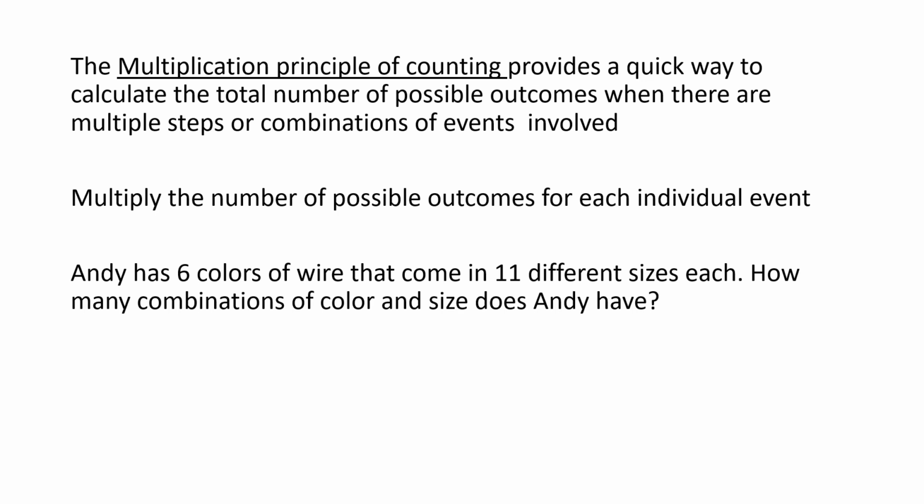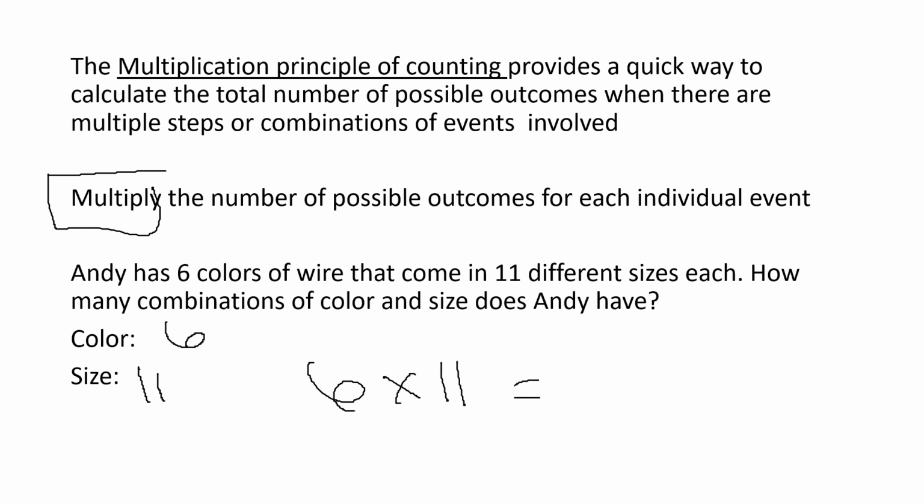So to figure out something like this, we're going to use the multiplication principle of counting. You have 6 colors and 11 different sizes. So there's 2 items we're talking about. We're talking about color and we're talking about sizes. And we need to figure out the possible outcomes for each event. How many different colors are there? There's 6. How many different sizes are there? There's 11. So what we do is we multiply that together, 6 times 11, and there are 66 possible combinations using 6 different colors of wire in 11 different sizes.